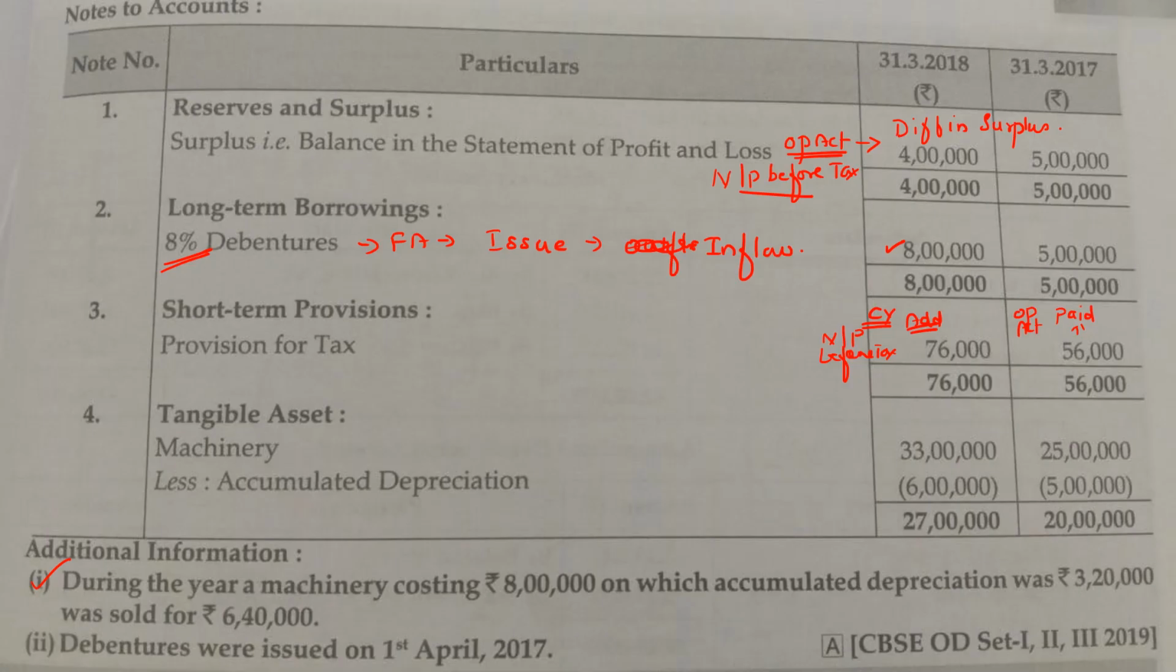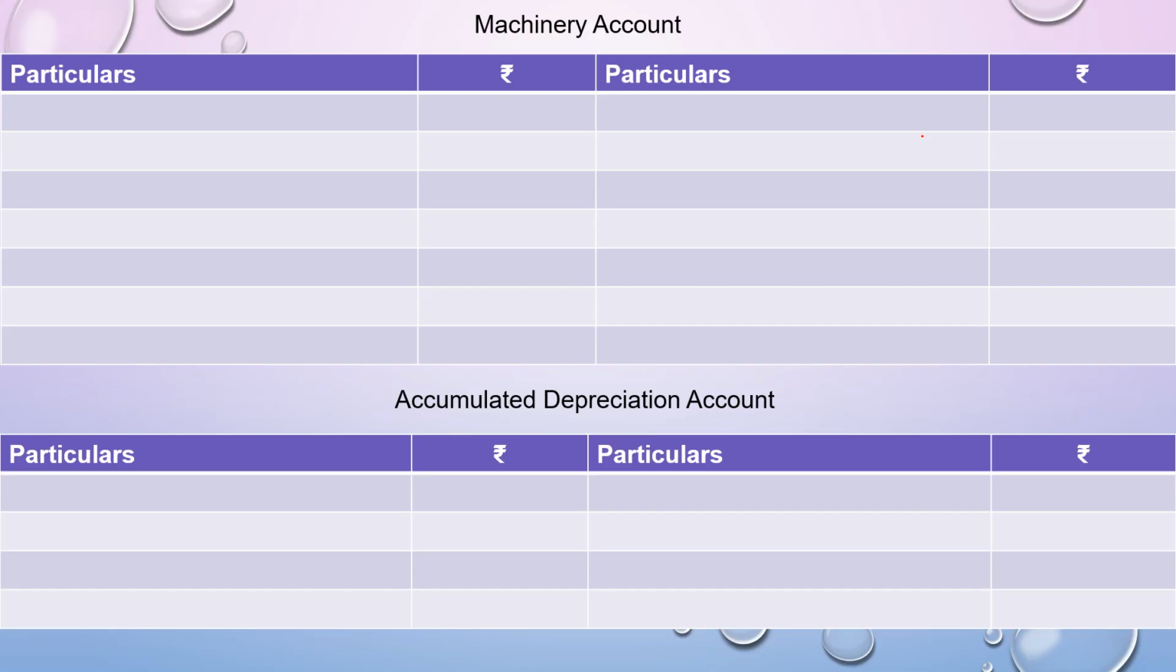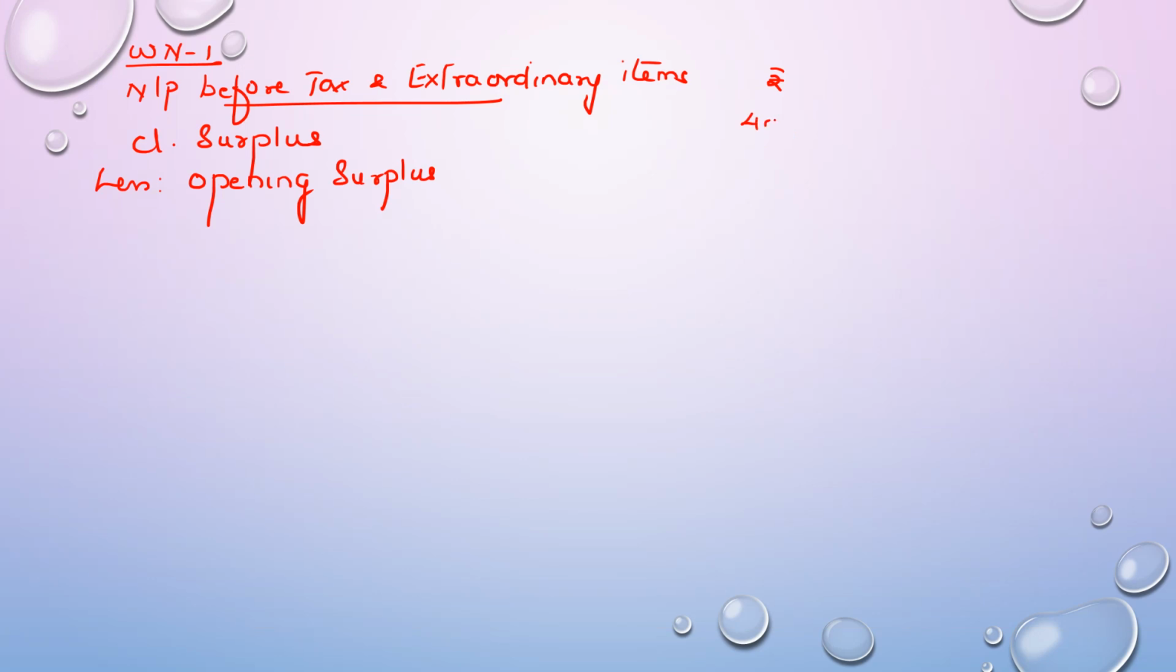So to find out this amount, we are starting with the closing balance of surplus. We would be subtracting the opening balance of the surplus. Now, if you remember, what was the closing balance? It was 4, opening was 5. So, 4 lakh minus 5 lakh. So, you get a negative of 1 lakh. Now, this 1 lakh, we go further.